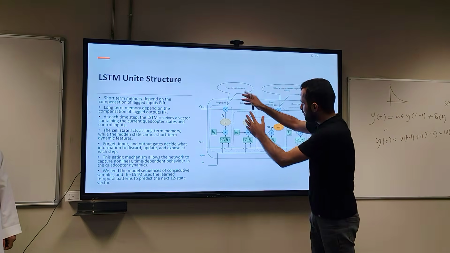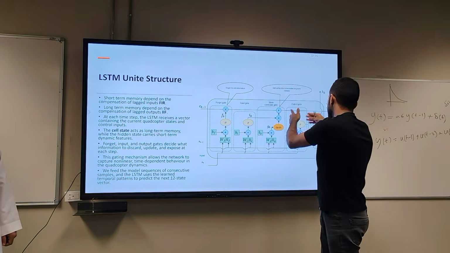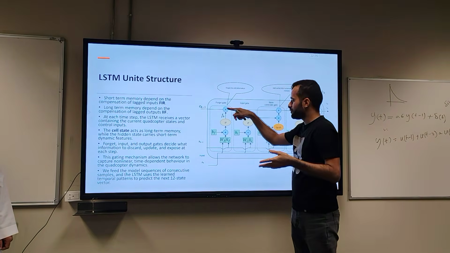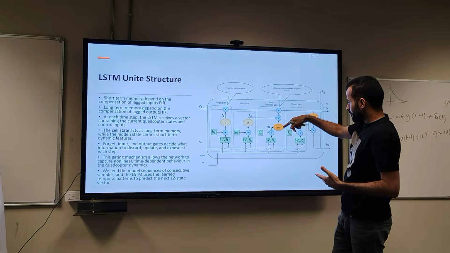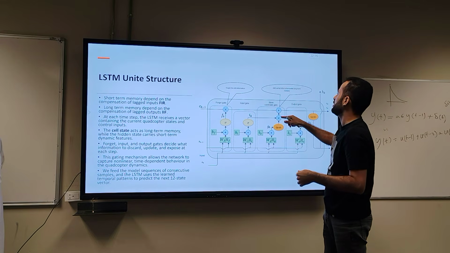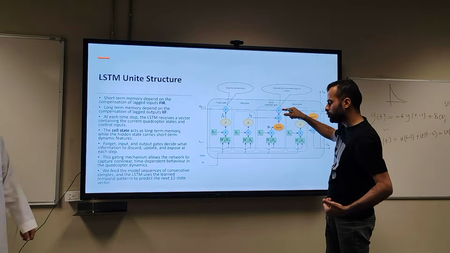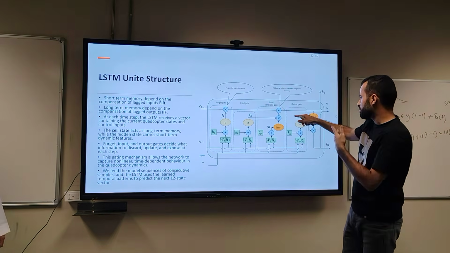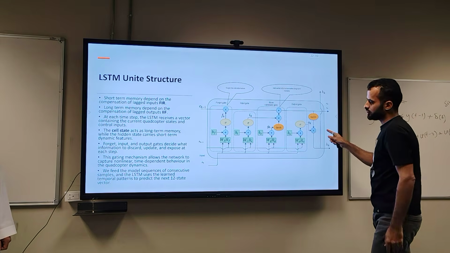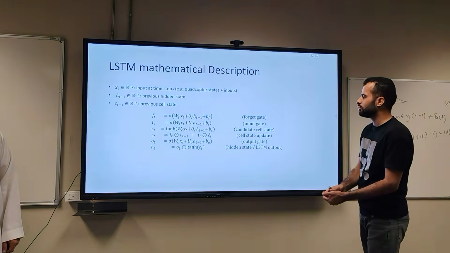Here we have 4 gates: the forget gate, the input gate, the state candidate gate, and the output gate. The forget gate helps us forget the old information. The input gate helps us scale the new and useful information that we want to insert into the long-term memory. And the output gate does the one-step ahead prediction. Here is the equation of this flow.